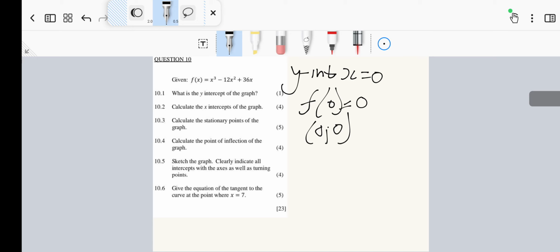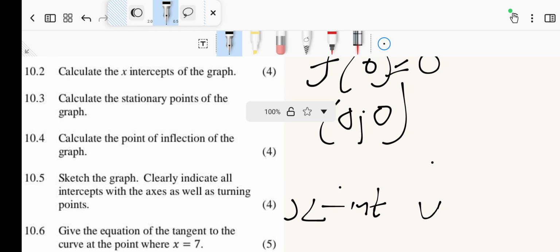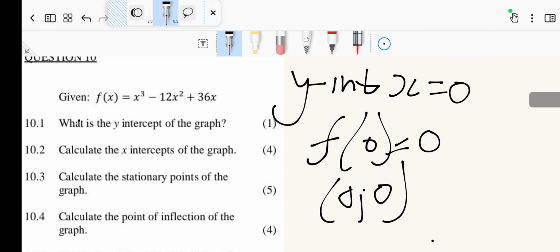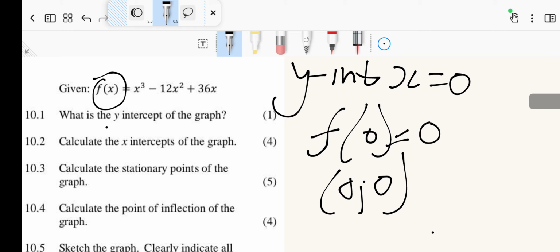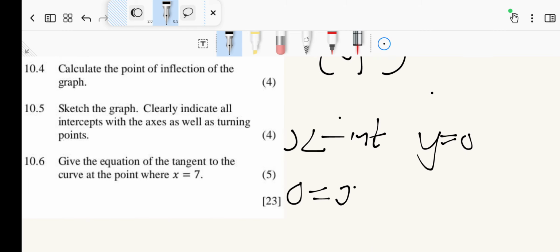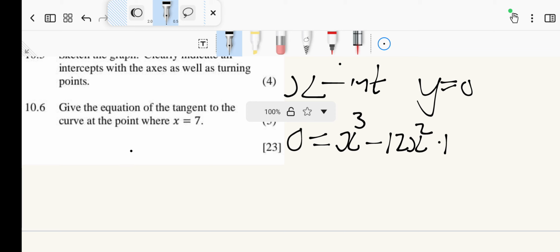Okay, how do you find your x-intercept? We make y 0. So in order to find our x-intercept, we know that y has to equal 0. So what is y? Let's just go back here. Y is this whole thing. So that is y. That has to equal 0. So we'll say 0 is equal to x cubed minus your 12x squared. And then we have the plus 36x. So now what do we do? We have to go and factorize this.